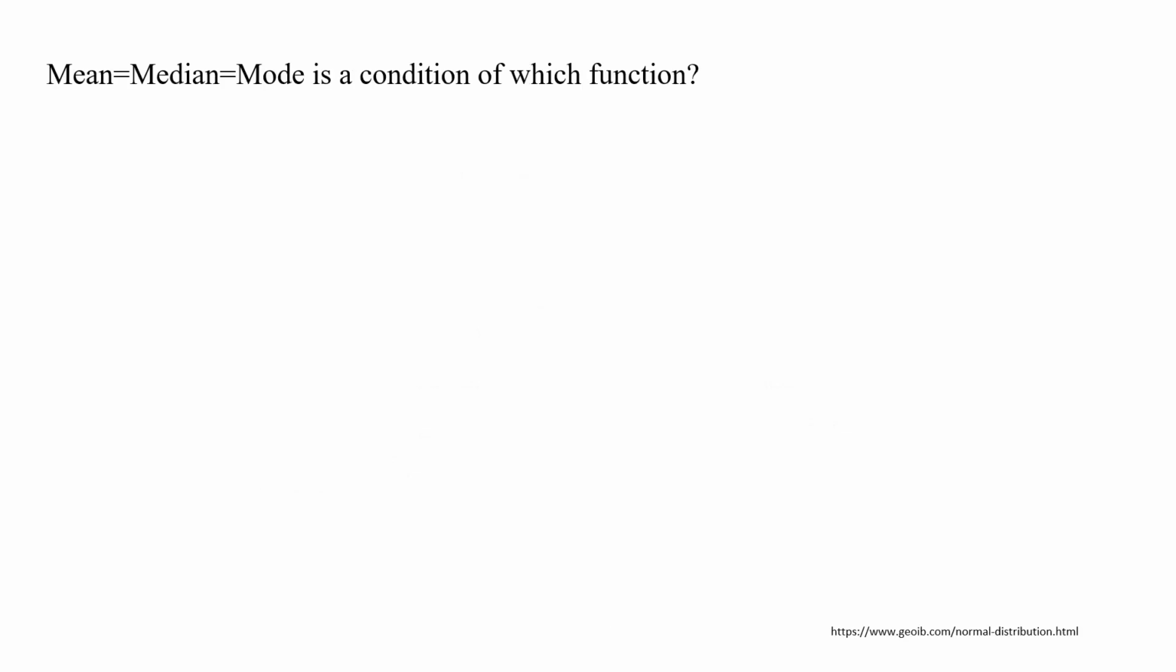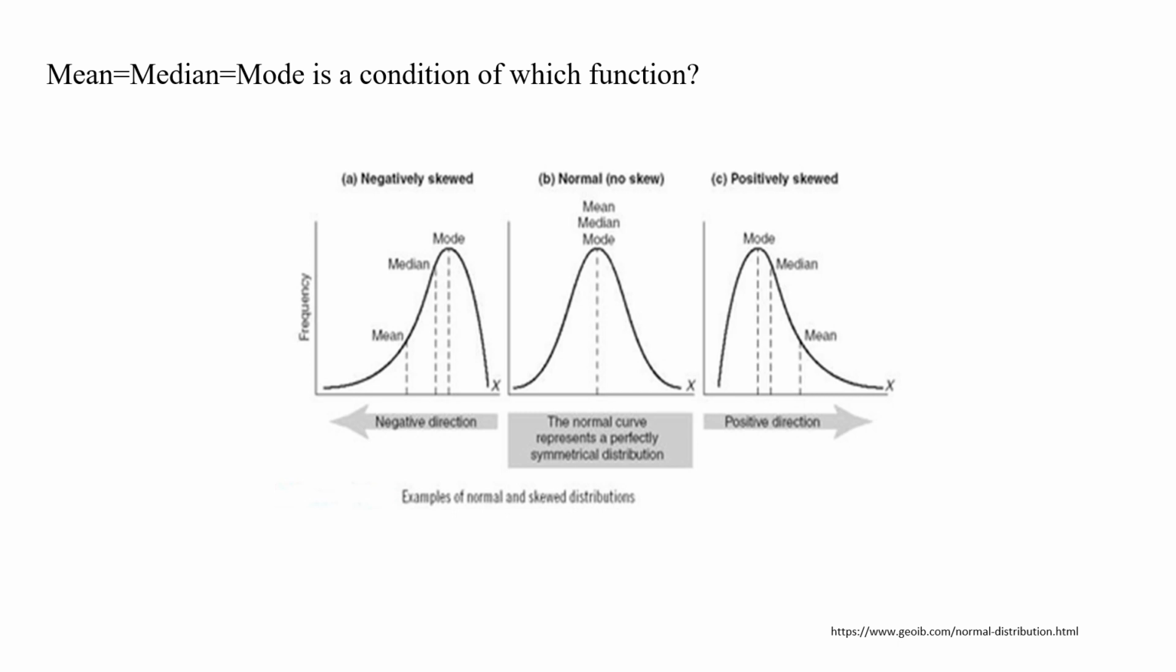Mean equal to median equal to mode is a condition of which function? The conditions that determine the relationships between mean, median and mode, that is the three central tendencies, are as follows: negatively skewed, positively skewed, or normal, that is no skew. Normal distributions are symmetric around their mean. The area under the normal curve is equal to 1. These normal distributions are denser in the center and less dense in the tails.